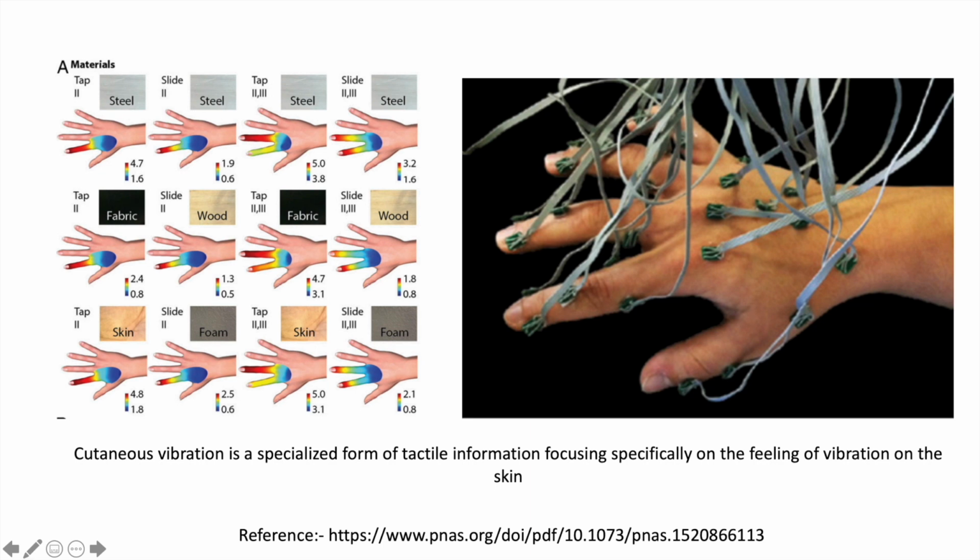Cutaneous vibration is a specialized form of this tactile information. For example, if you tap any kind of material, it would generate some kind of vibration in your skin. And the frequency and the intensity of the vibration depend on different materials. So this is a research paper that identifies the materials and the cutaneous vibration that develops in the skin. The method that they used to track this vibration is they used 30 accelerometers, and they were positioned in such a way that they can track the entire hand span.